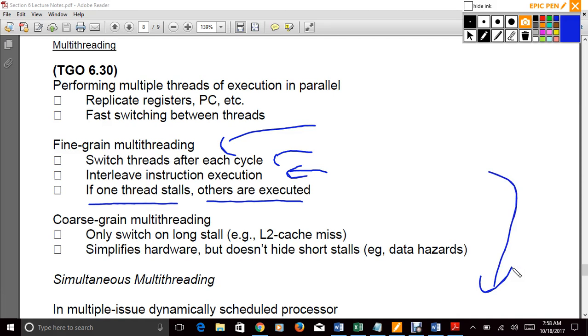Coarse-grained multi-threading only switches on long stalls. So now we're talking about kind of a level 2 cache miss. However, it's going to simplify the hardware, but it doesn't hide your short stalls. So there's your trade-off. Good design requires good compromise.